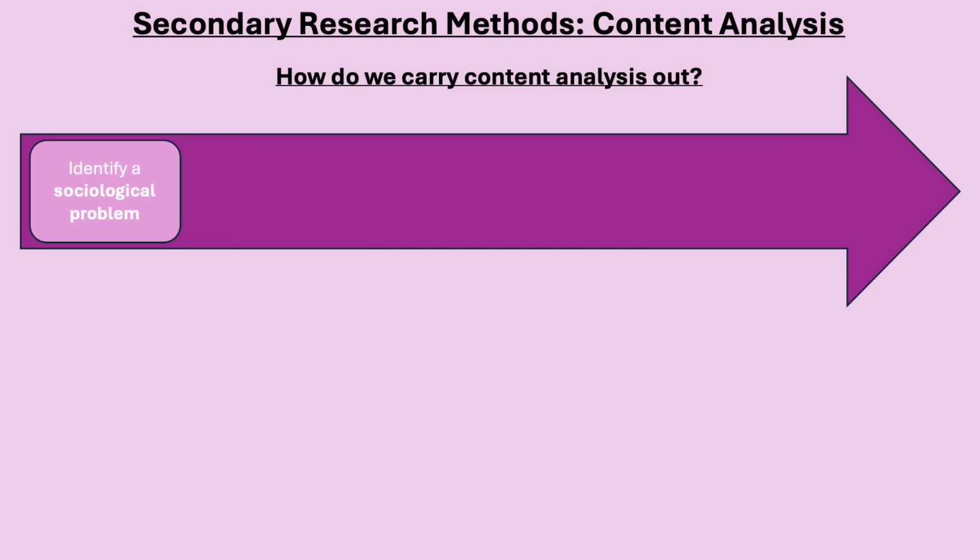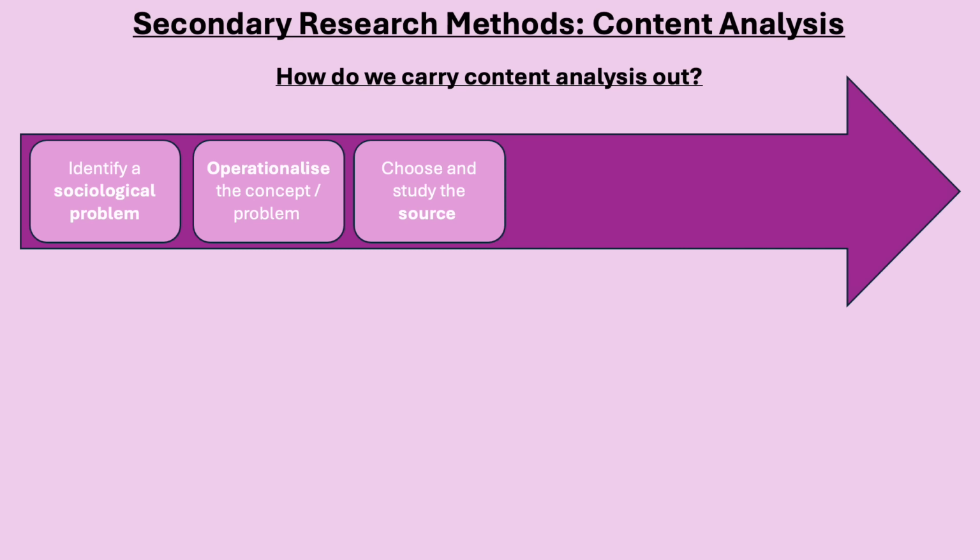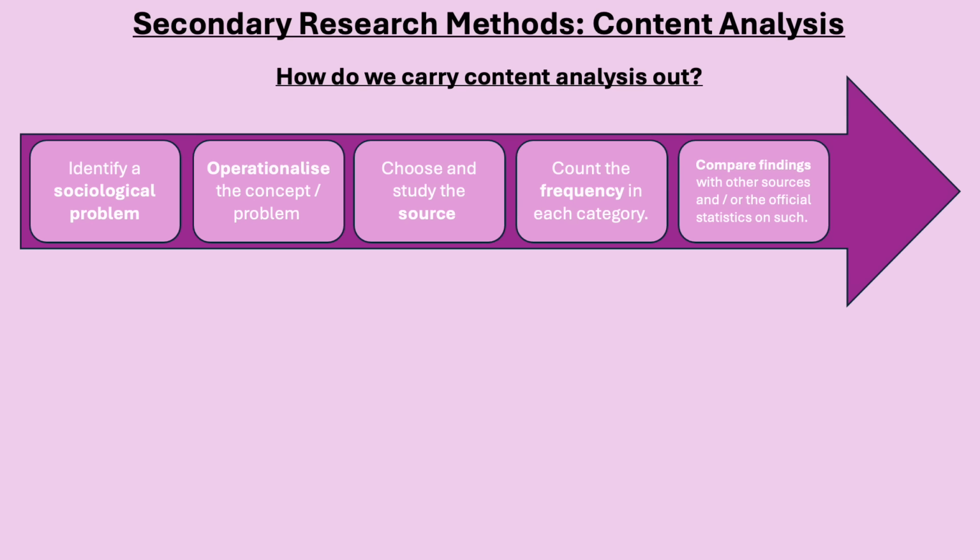First of all, we identify a sociological problem. We operationalise the concept or problem. We choose the study, the source. We count the frequency in each category. And we compare findings with other sources and/or the official statistics on such.